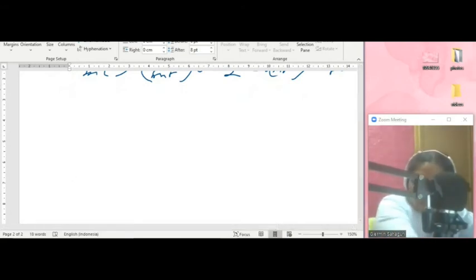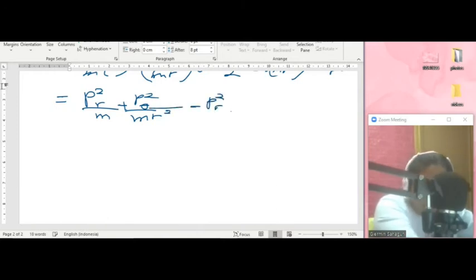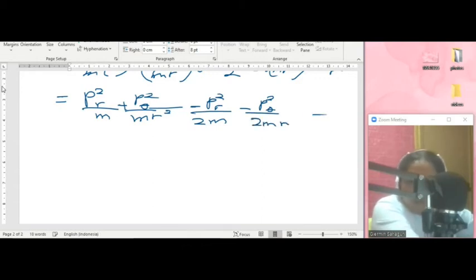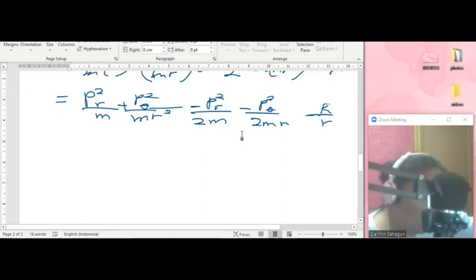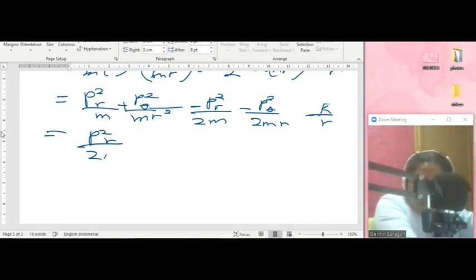Now, we're gonna add everything here using algebra manipulation, which will get P r squared over m plus P theta squared over m r squared minus P r squared over 2m minus P theta squared over 2 m r squared minus k over r. Now we have this. So with algebra manipulation again, using LCD to cancel some of the variables and adding the like terms, we'll come up with P r squared over 2m plus P theta squared over 2 m r squared minus k over r. Now that we have the Hamiltonian of the particle.